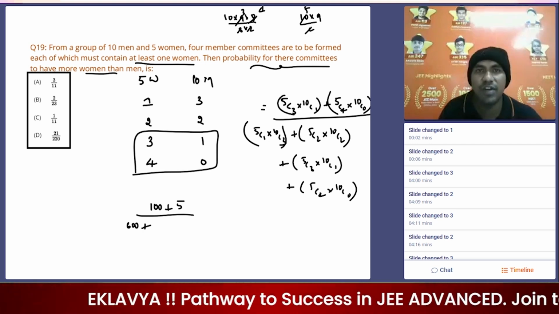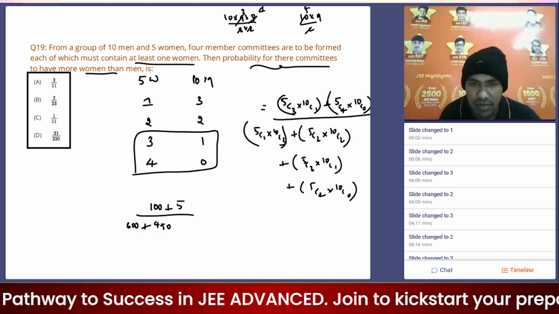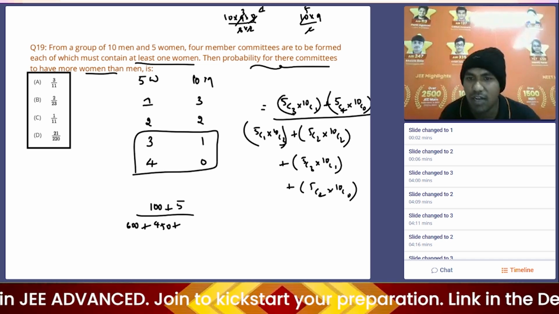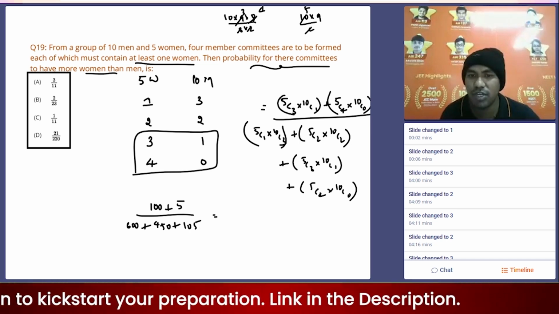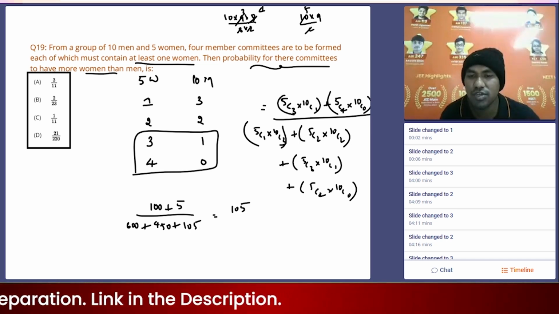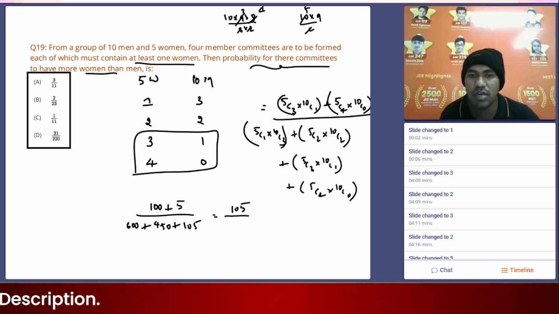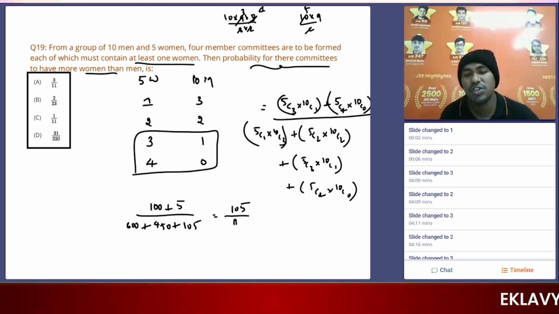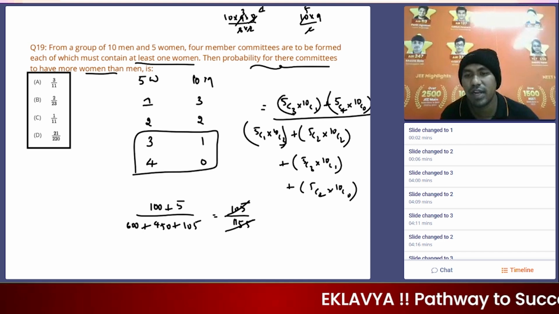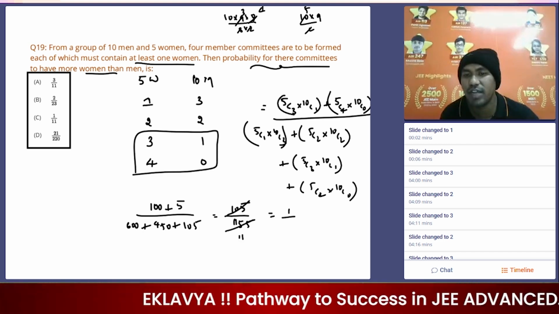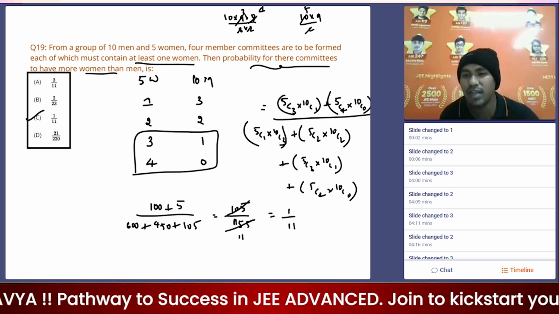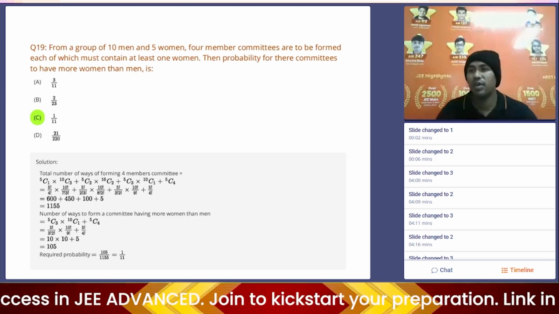Plus this value, 100 plus 5, will be 105. So it equals 105 upon 105 plus 1050, that will be 1155. 105 ones are 105 and 105 elevens are 1155, which equals 1 by 11. The answer is going to be 1 by 11.